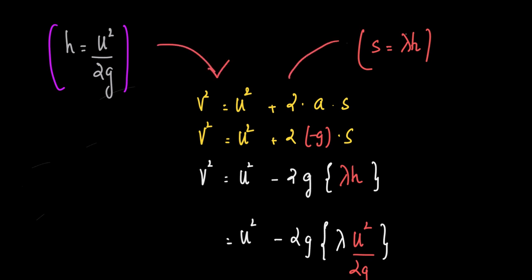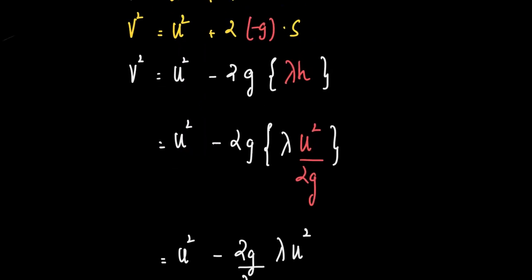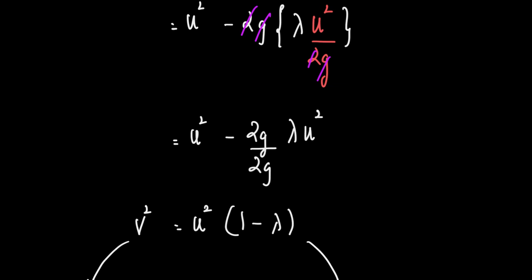Plugging these two into the equation here, which is v square is equal to u square plus 2as, where a is minus g. What is s? S is lambda h. What is h? H is u square by 2g. So what we get here is v square is equal to u square minus 2g into lambda h, where h is u square by 2g. 2 by 2 is 1. G by g is 1. So what we have is v square is equal to u square minus lambda u square, right? Taking u square as common, what we get is u square into 1 minus lambda. Okay?